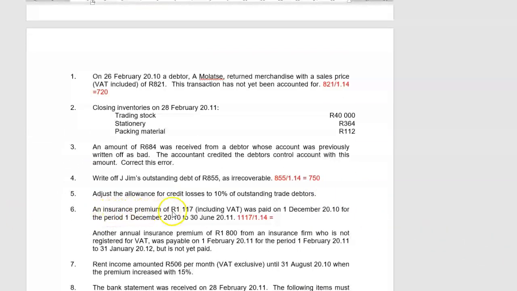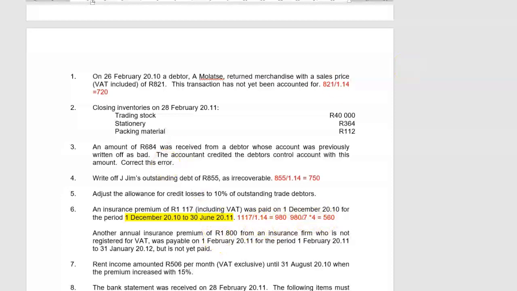Good. An insurance premium of 1117 inclusive of VAT was paid on 1 December 2010 for the period 1 December 2010 to 30 June 2011. So guys, that is a 7-month period. So the amount paid was 1117 divided by 1.14 gives us a total of 980 Rand. That 980 Rand was for a period of 7 months. How many months was actually prepaid? So 980 divided by 7, and there was a number of months, 4 months, that was prepaid. So that gives us a total amount of 560 Rand, which was a prepaid expense.